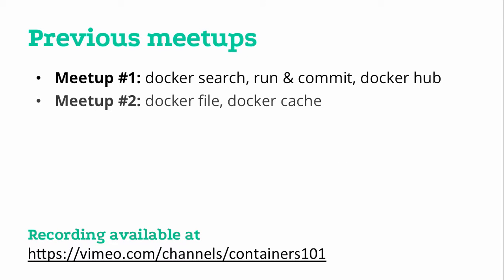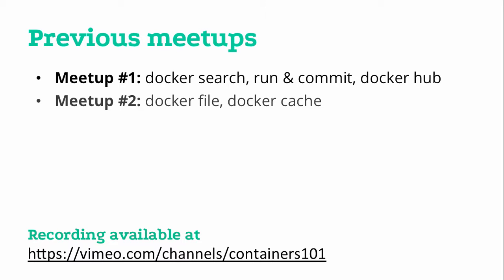Short recap of what we did in the previous meetups. In the first meetups, we got a very brief introduction to Docker search, Docker run, and Docker commit commands. And basically we learned how to create a Docker image using Docker commit. The way we did it, we ran a Docker container of Ubuntu. Inside this container, we manually installed Node.js. We manually created an Express microservice. Then we stepped out of this container, and using the Docker commit command, we created a Docker image.